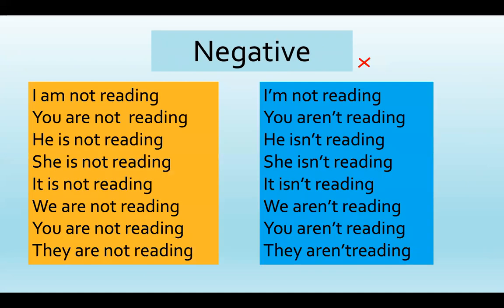The negative form is formed simply by adding not to the auxiliary verb to be. I am not, you are not, he is not, she is not, it is not, we are not, you are not, they are not. And as you can see, the main verb is in the present participle form. I'm not reading, you are not reading, he is not reading, she is not reading, it is not reading. We are not reading, you are not reading, and they are not reading.